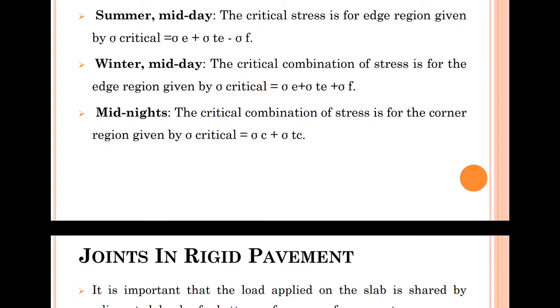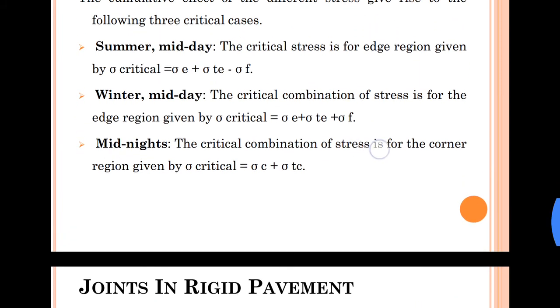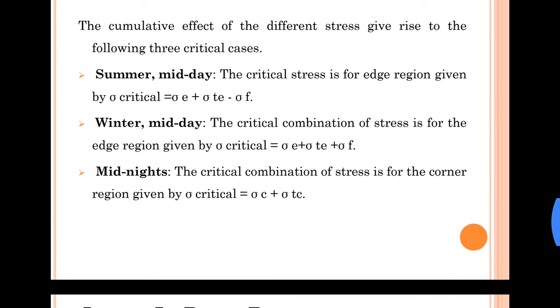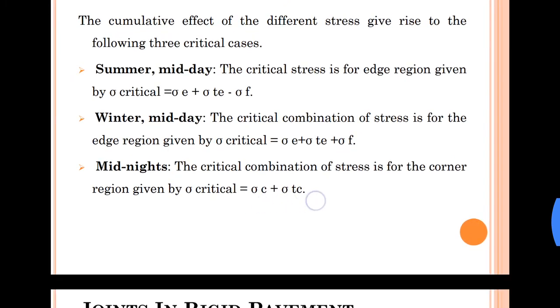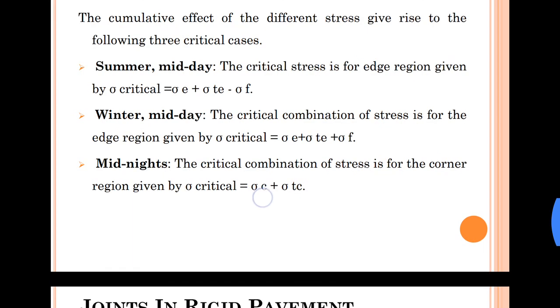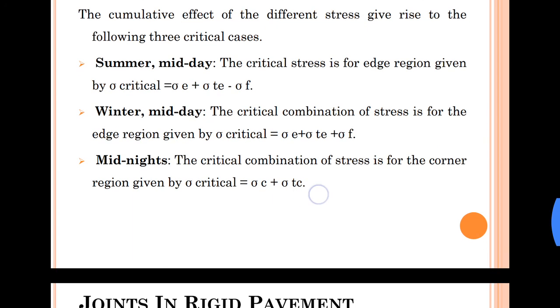Then at midnight condition, the critical combination is for the corner region and it is given by sigma critical equal to sigma C plus sigma TC. So this is stress due to load and stress due to warping.